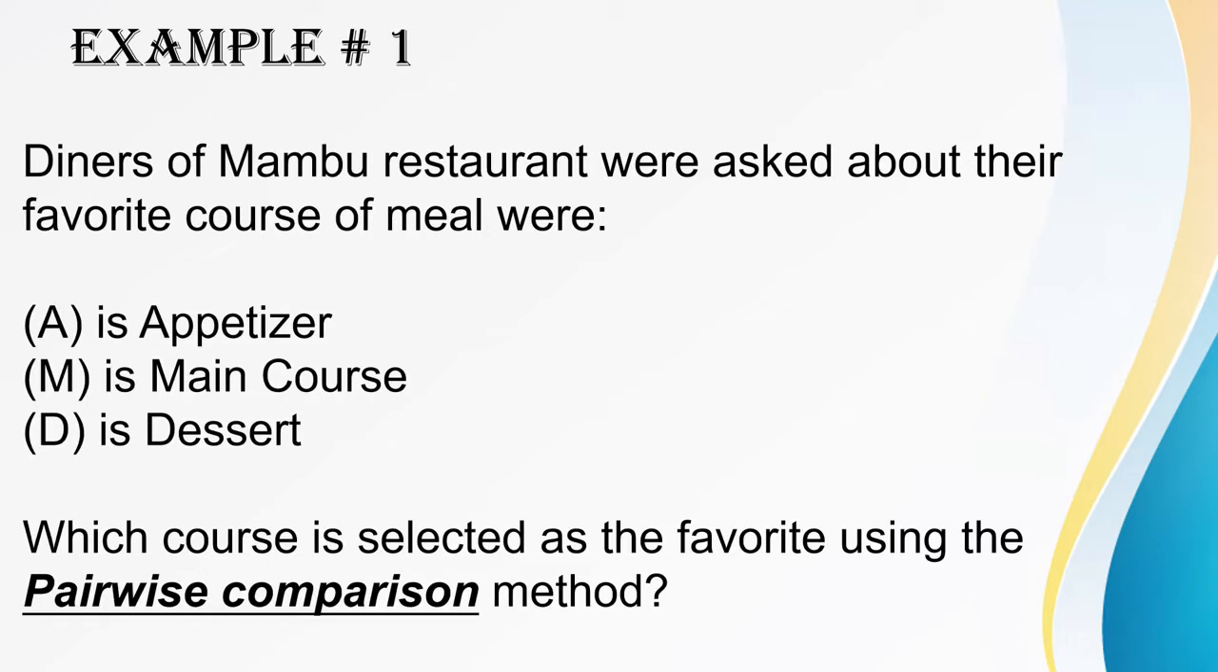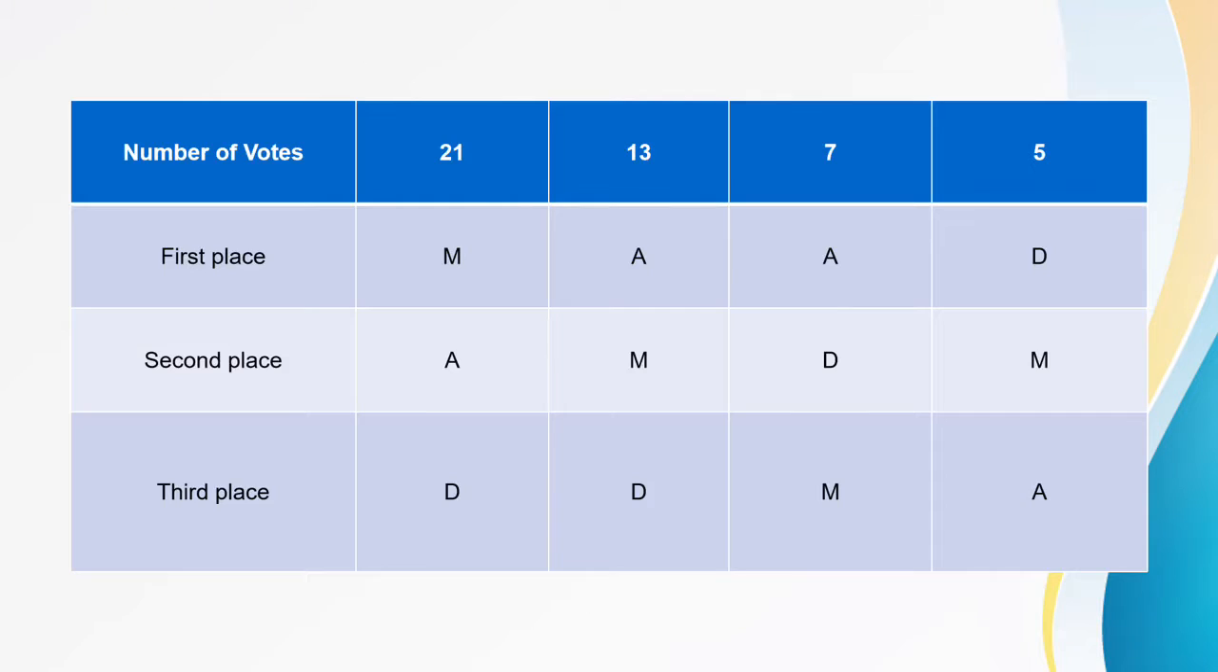Example number 1. Diners of Mambo restaurant were asked about their favorite course of meal where A is appetizer, M is a main course, and D is dessert. Which course is selected as the favorite using the pairwise comparison? Here's the given table for number 1. To solve example number 1, let's first figure out how many pairs we need to contrast.